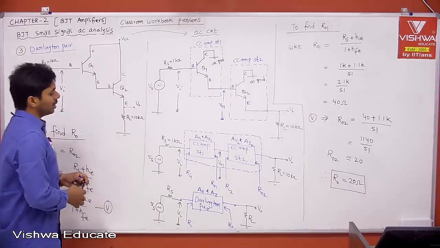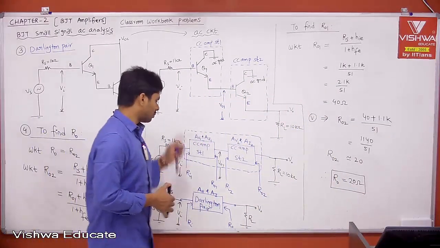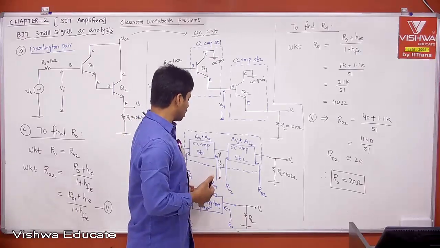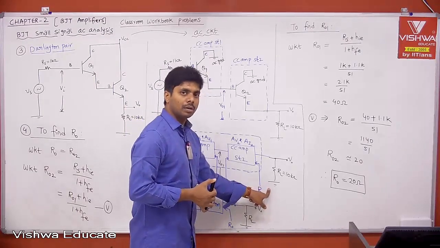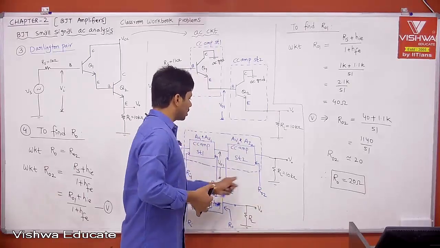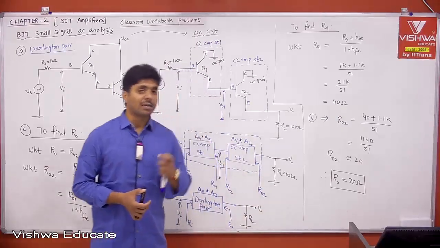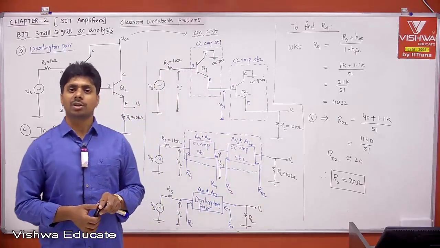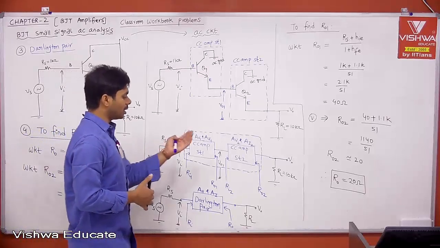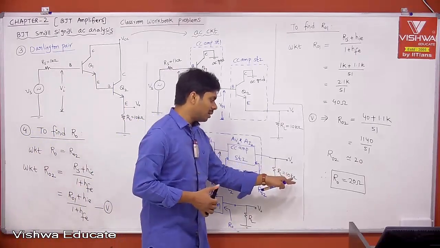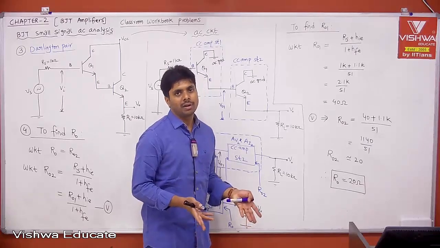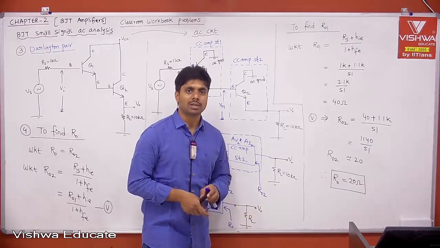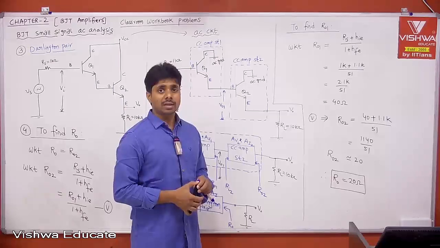If you take only one stage, what was your R01? 40 ohm. Now 40 ohm became 20 ohm, right? If you use two stages, it is half of the output impedance reduction. But remember, 40 is becoming 20 with respect to 10k. With respect to 10k, either 40 or 20, I can say 0 only. Therefore, on the output side I am not seeing that much advantage.